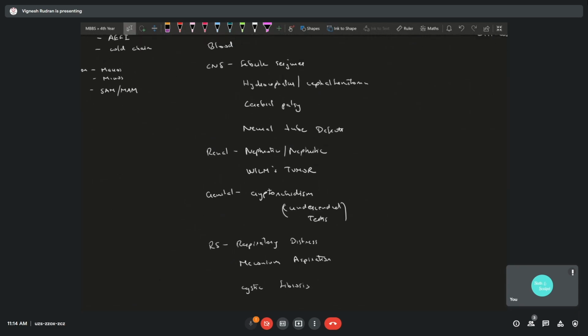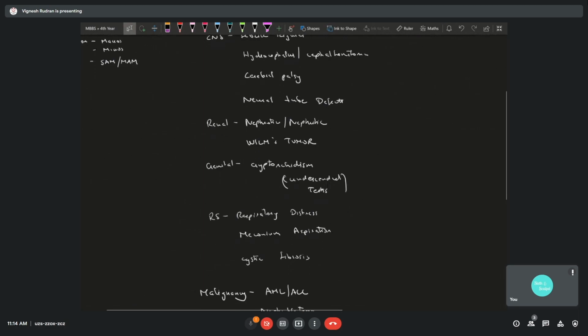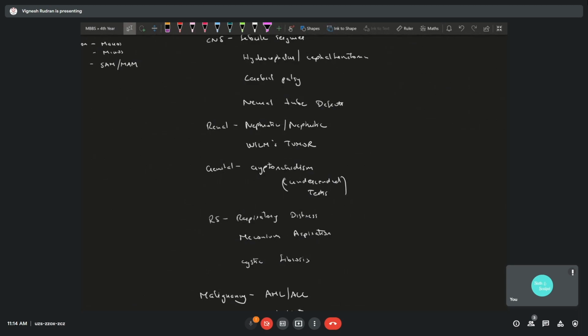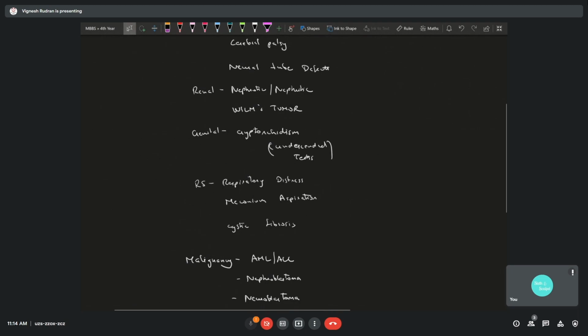Then you have various neural tube defects, like your meningomyelocele, meningocele, and then spina bifida and anencephaly. These 4 are the most important ones. Then going to your renal system, your nephrotic and nephritic syndrome are most important. Then you have an important malignant tumor over there, that is your Wilms tumor. Then your genital, you have cryptorchidism or undescended testis, it's common in the pediatric age group.